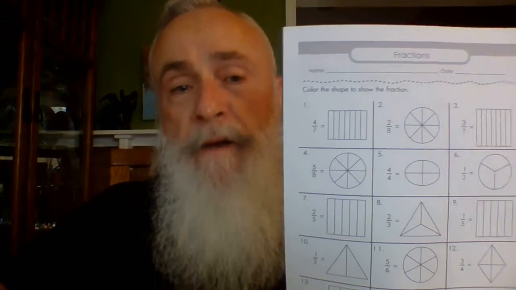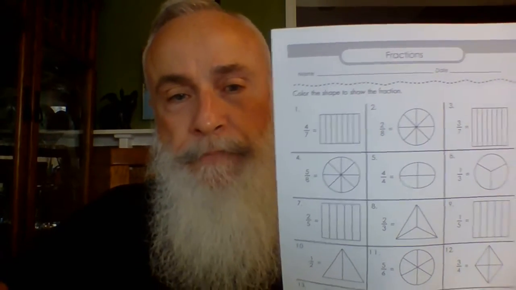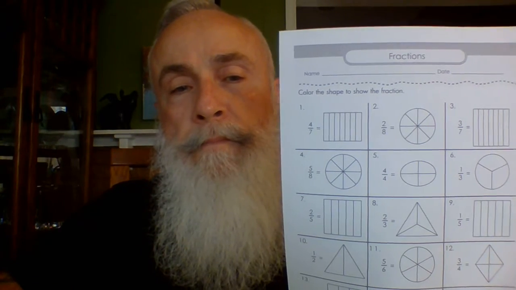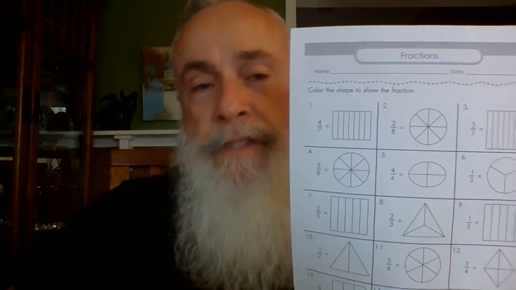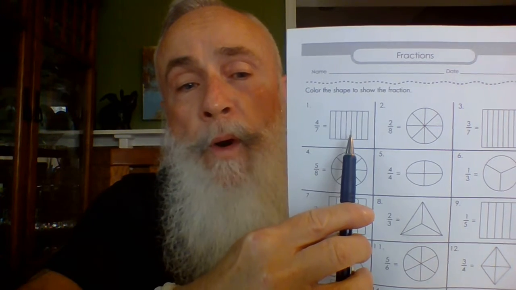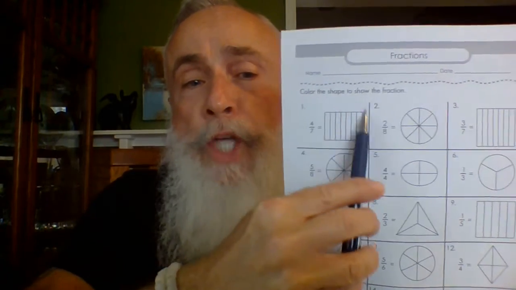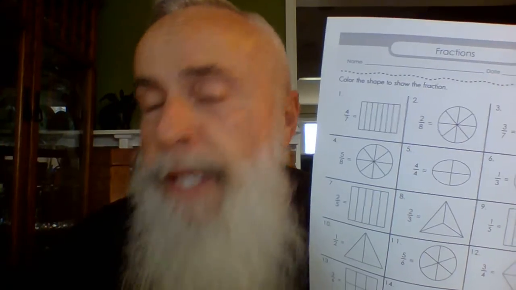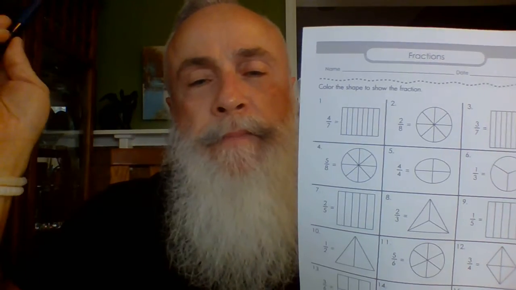4/7, or 4 out of 7. How many sections do you see? If you think there are 7, of course, you are correct, because all I got to do is count 1, 2, 3, 4, 5, 6, 7. There are 7 parts to this whole thing. And that is the number that goes on the bottom, which is called the denominator. The denominator is always on the bottom.